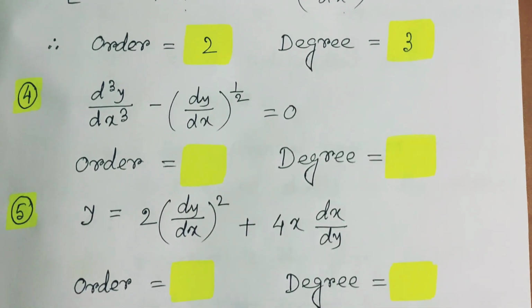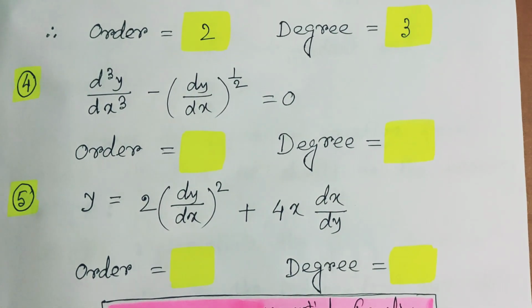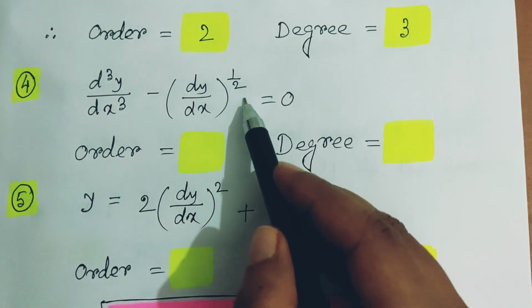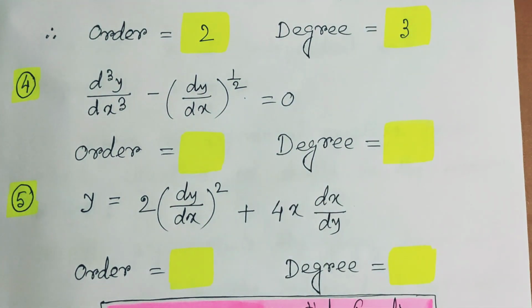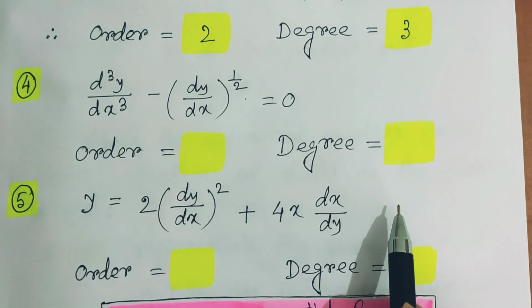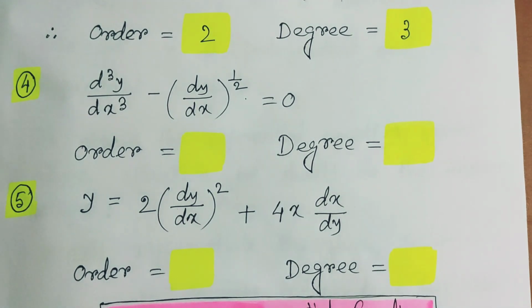Now one more example: d³y/dx³ minus (dy/dx) whole to the power 1/2. Emphasize this power: it is not an integer power, it is a fractional power, so you have to simplify. You are supposed to calculate its degree and order.